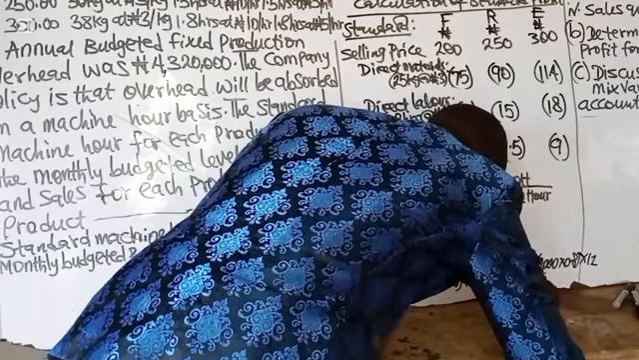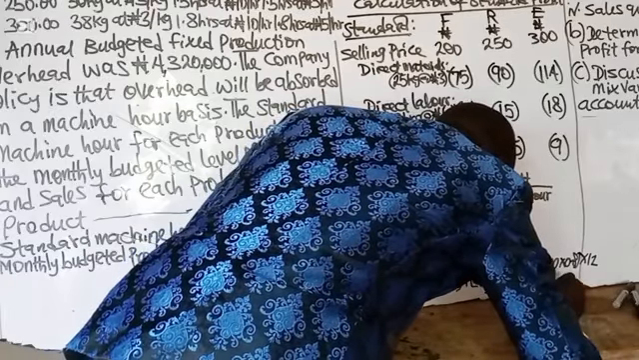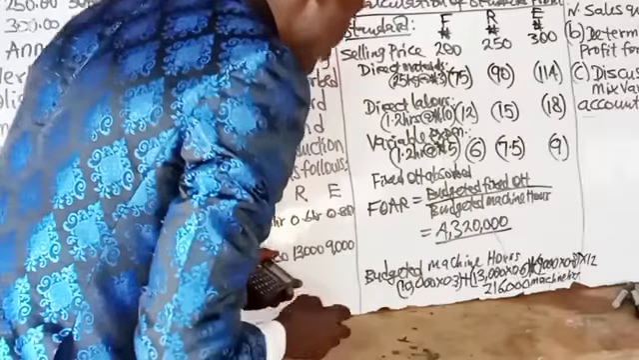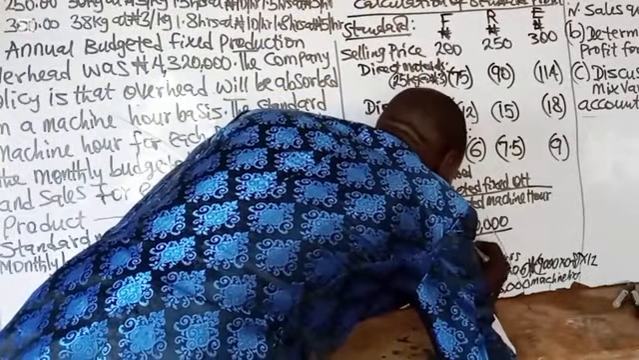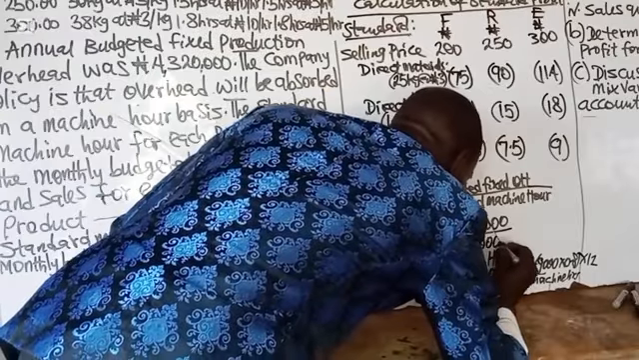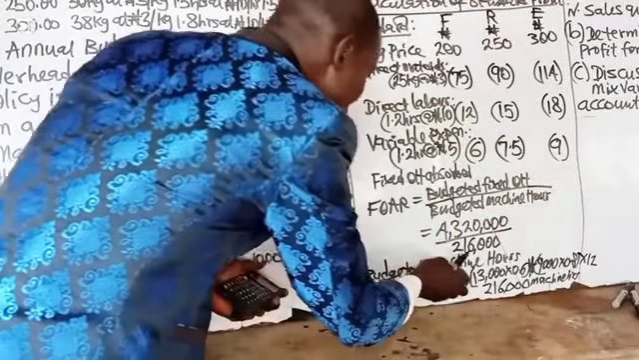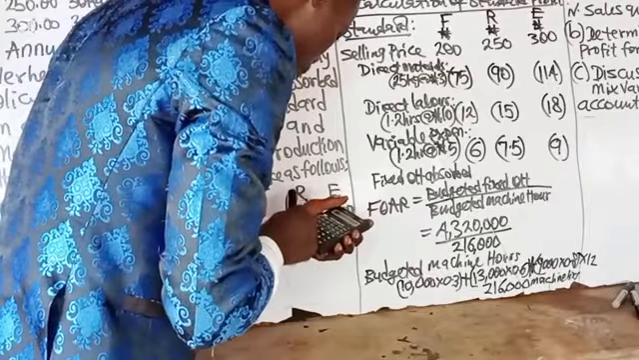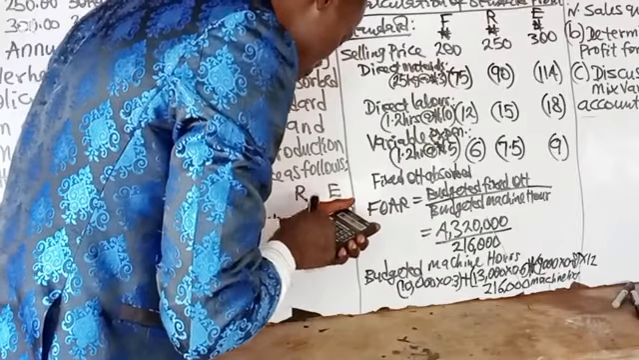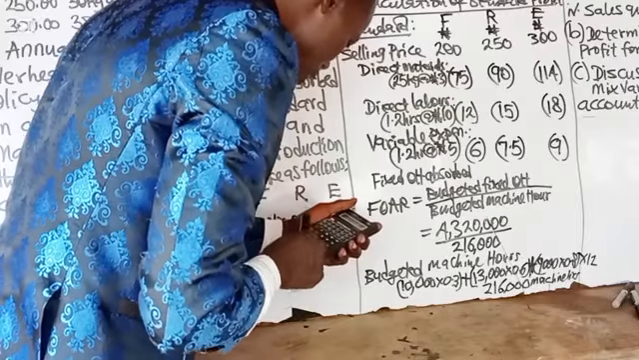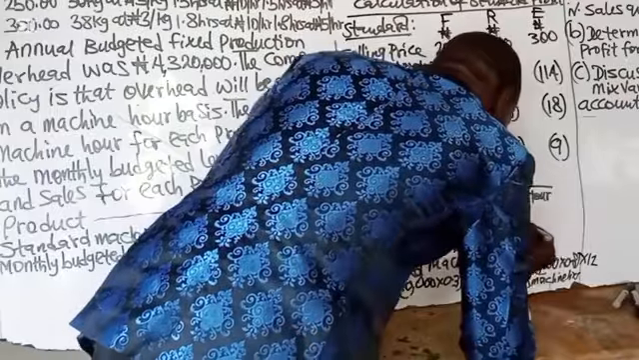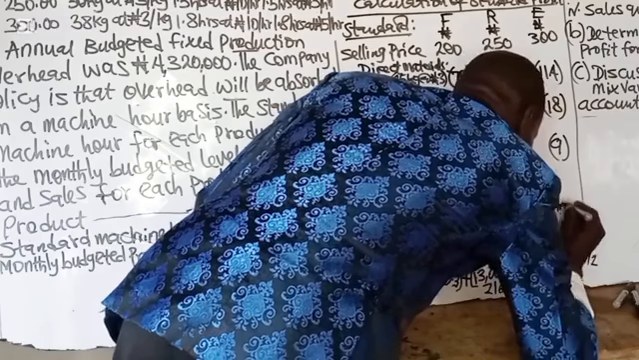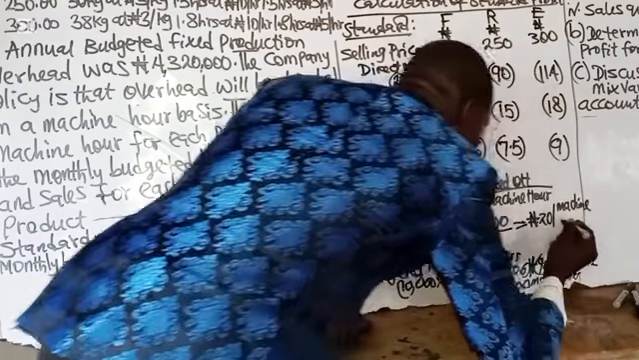For the whole year, we have 216,000 machine hours. So the denominator here will be 216,000. That is budgeted fixed overheads over budgeted machine hours. So 4,320,000 divided by 216,000. That gives us 20 naira per machine hour.